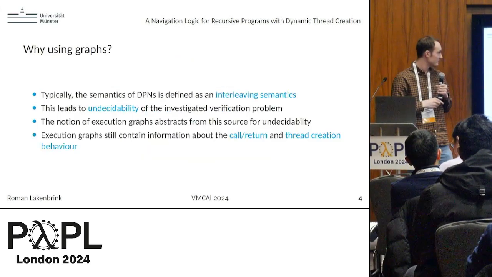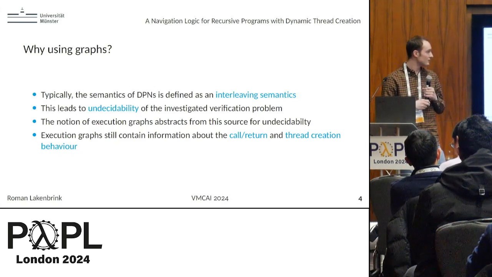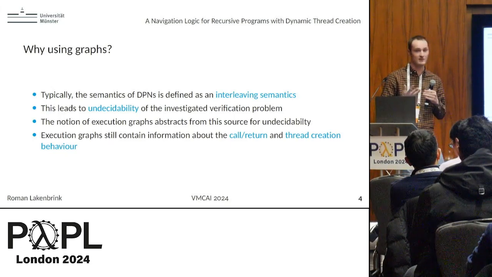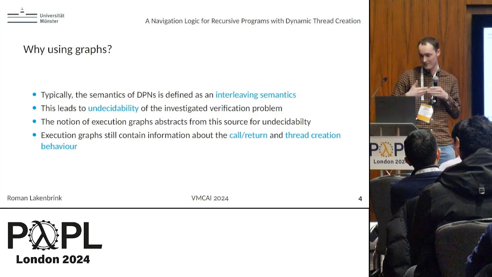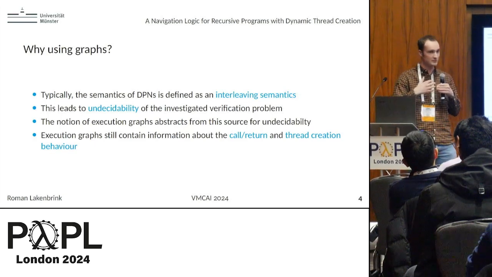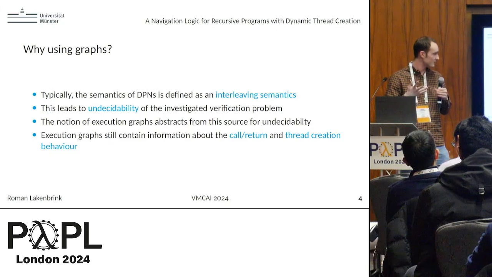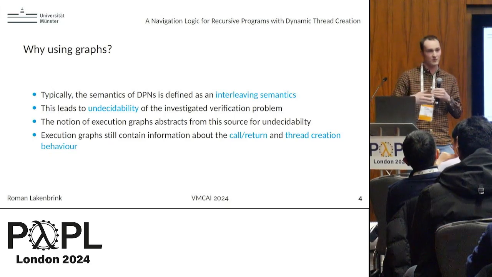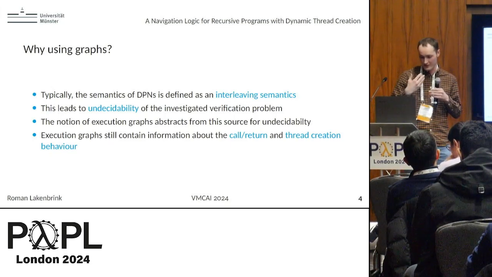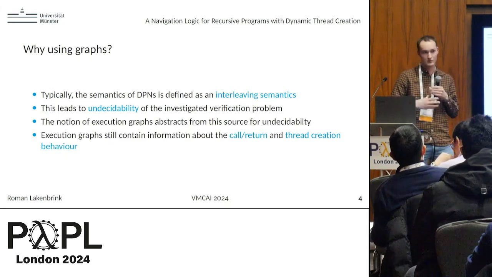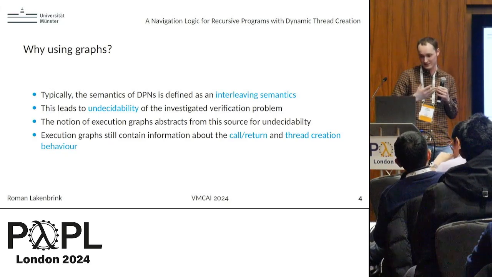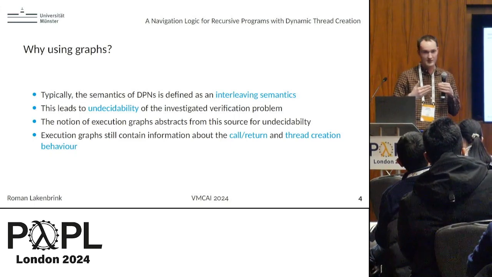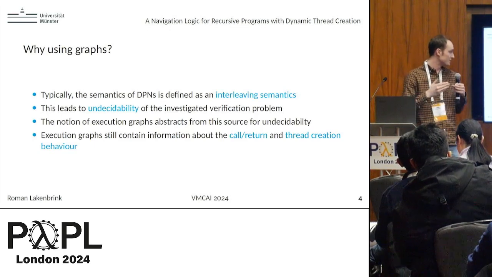So maybe you are wondering why we are using graphs for modeling executions of our system, because typically the semantics of DPNs or similar models is defined as an interleaving semantics. And then we would define something like a global configuration that consists of multiple local configurations that each represent the state of one of the current threads. And then a step in this semantics consists of a step of one of these underlying threads, so that we can then reflect different interleavings of the threads in different executions, because executions are then just sequences of such steps, and thus two different interleavings just mean that we have two different sequences of such steps.